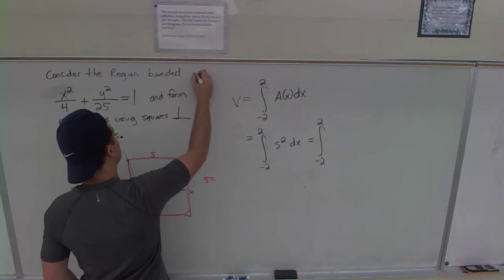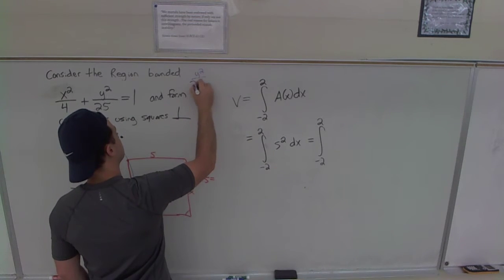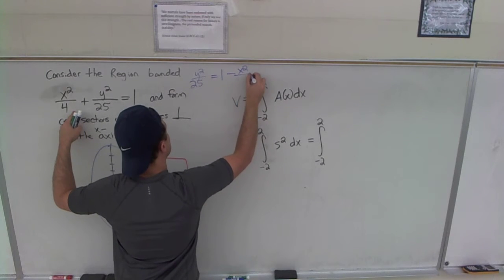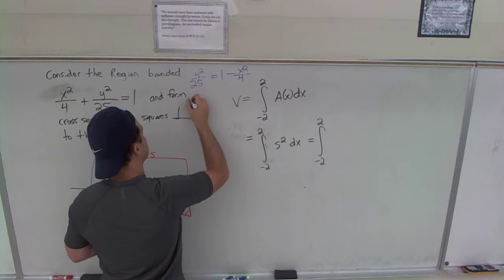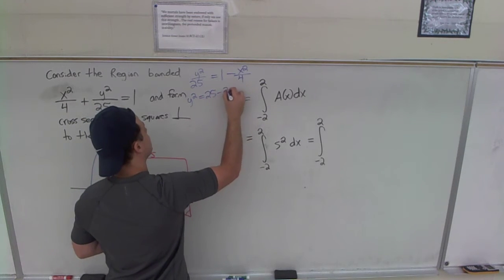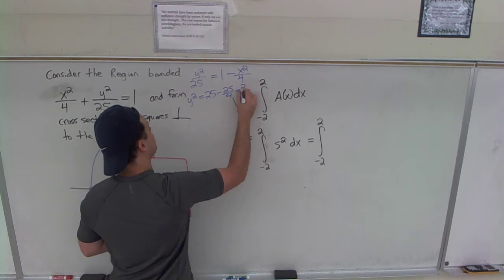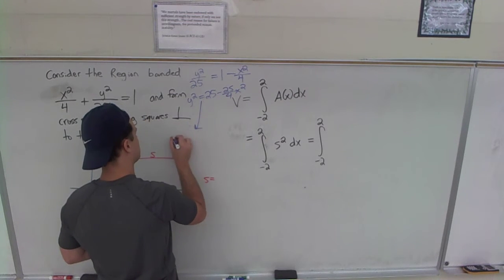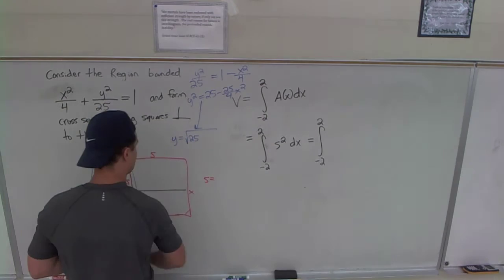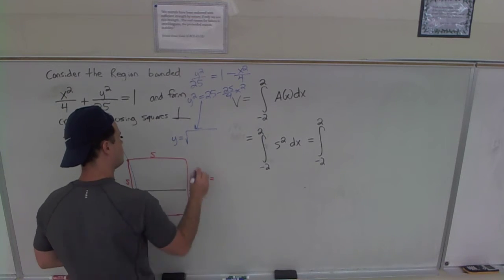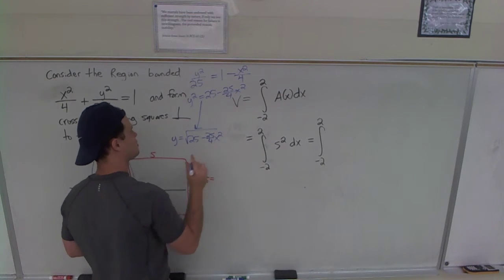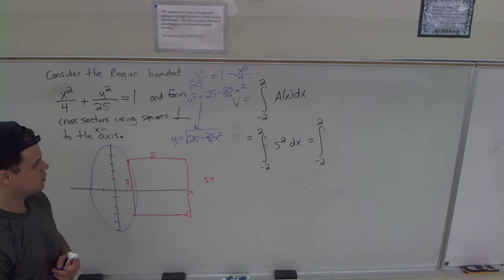So I'm going to solve for y, subtract this to the other side, of course, multiply by 25, and square root. Oh, that got messy. 25 minus 25 fourths x squared. There we go. Let's see what happens.